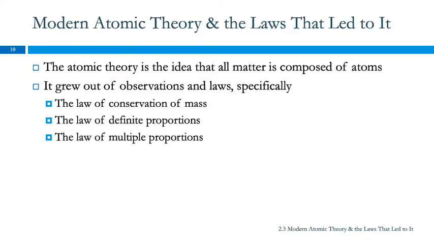So, modern atomic theory. Atomic theory is the idea that all matter is composed of atoms. And it came out of some observations and laws, specifically the law of conservation of mass. We've talked about that one. The law of definite proportions and the law of multiple proportions. And we'll talk about both of those now.